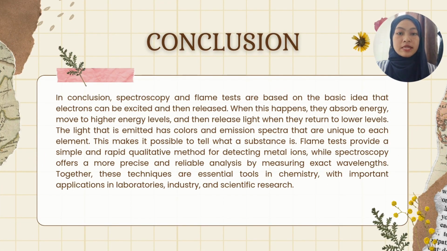In conclusion, spectroscopy and flame tests are based on the basic idea that electrons can be excited and then released. When this happens, they absorb energy, move to higher energy levels, and then release light when they return to lower levels. The light that is emitted has color and emission spectra that are unique to each element. This makes it possible to tell what a substance is.